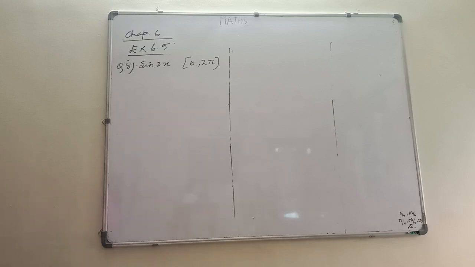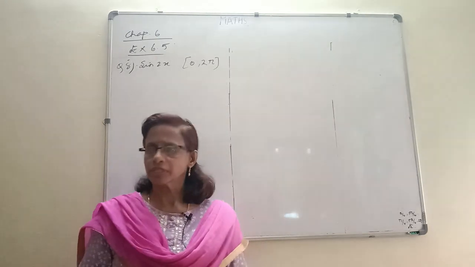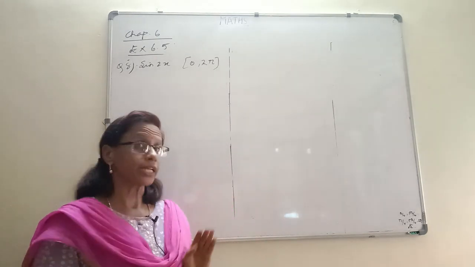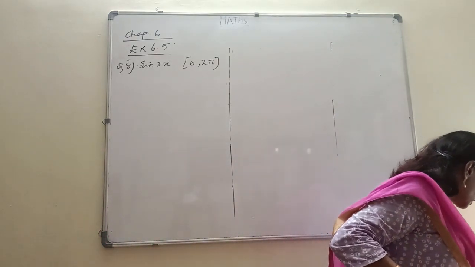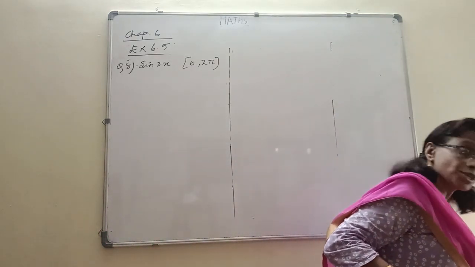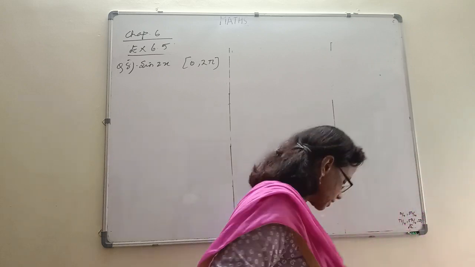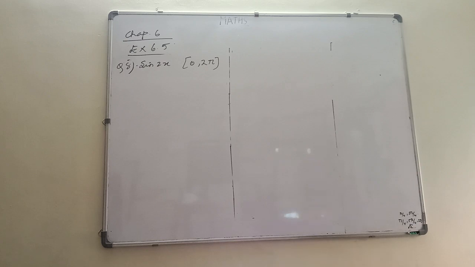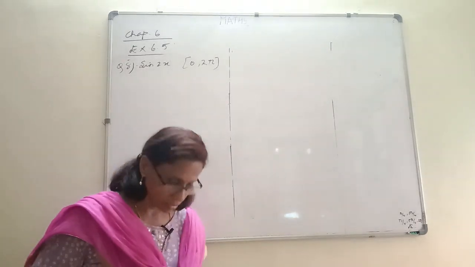Hi folks, we are back with yet another video of this exercise 6.5. Now it is question number 8 that we're doing. Let's read the question. Find at what points in the interval 0 to 2 pi does the function sine 2x attain its maximum value. So they've just asked when it will take the maximum value on this interval. That's the question.